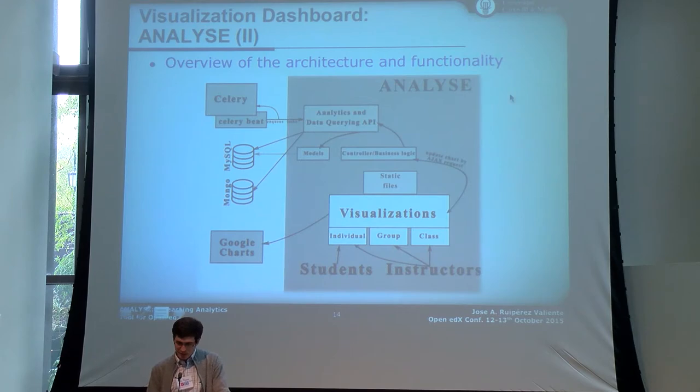The Django app for ANALYSE also has its own static files, such as templates, CSS, JavaScript code, etc. And every time a visualization is requested, we send an AJAX request to the business logic, which will access MySQL and retrieve only the information that is requested, and the Google Charts, which is the external API that we are using for visualizations.